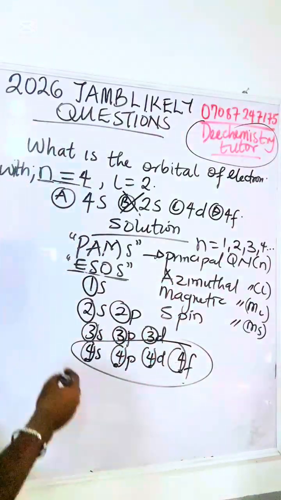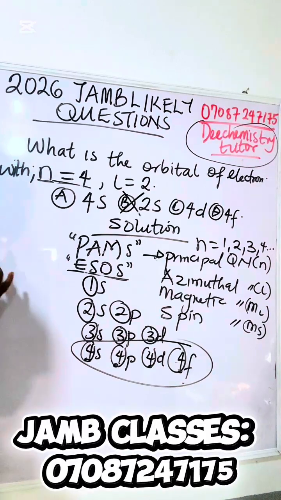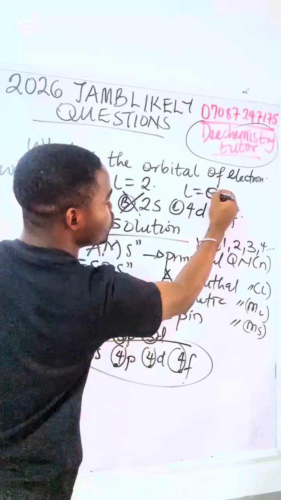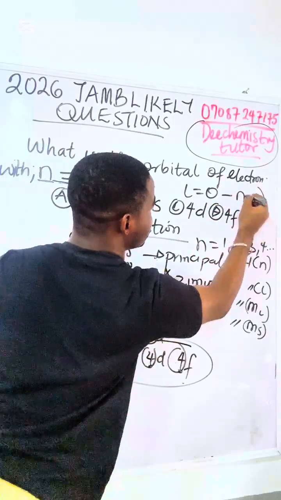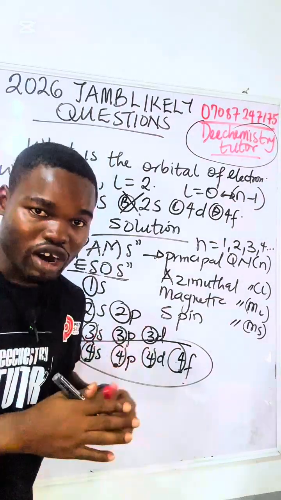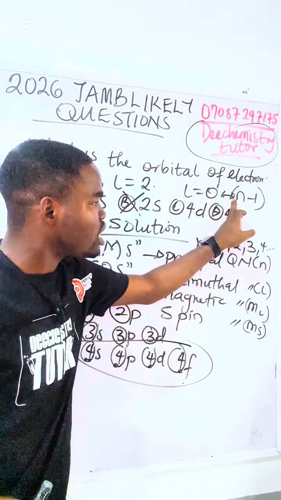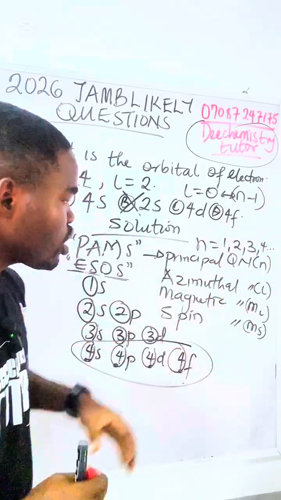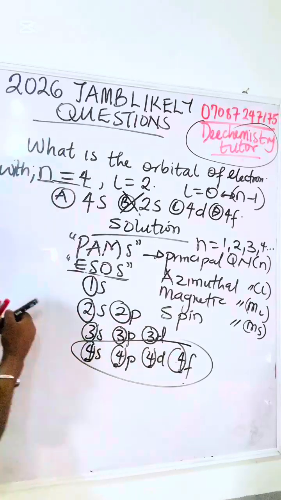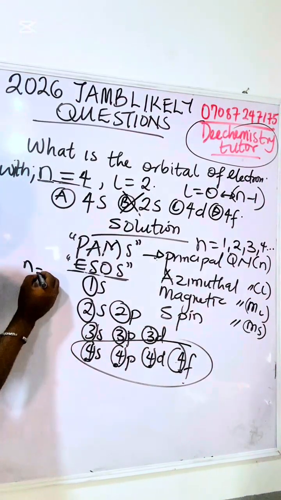Now, the azimuthal quantum number, which is denoted as L, can go from 0 to n minus 1. That is the concept. I will not teach you everything here. It goes from 0 to n minus 1. What do I mean? Look at it. If I want to write this, let's say n equals 1.